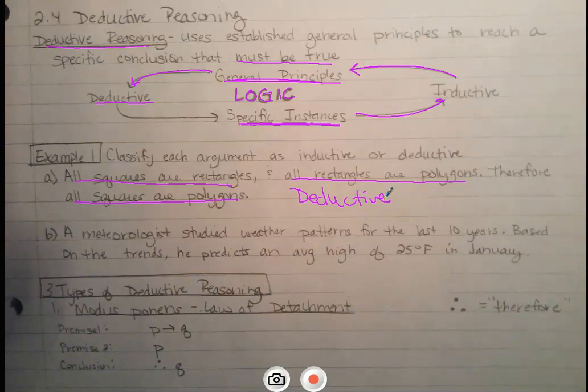Let's look at B. A meteorologist studied weather patterns for the last 10 years. So he's been doing this for a long time. Based on the trends, he predicts an average high of 25 degrees Fahrenheit in January. So is our meteorologist looking at specific instances and examples, or is he looking at general principles? Well, he's studying weather patterns, which is kind of a key word. For 10 years, he's just looking at examples or instances. So this one is inductive reasoning. Okay, that one is inductive.